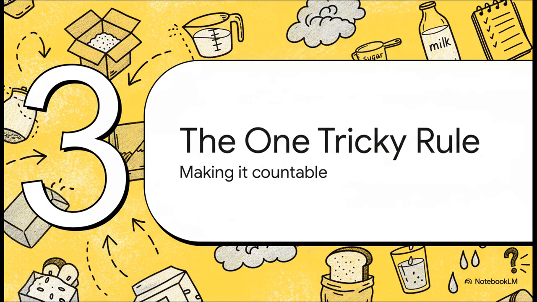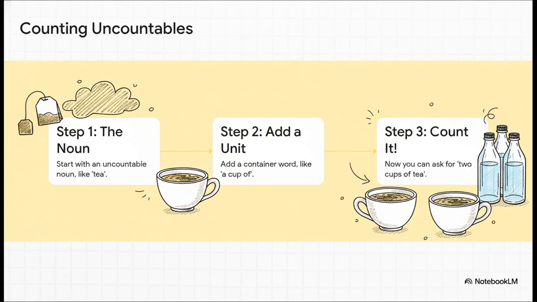But wait a minute. What if you really, really need to count something that seems uncountable? Is it impossible? Not at all. In fact, there's a fantastic little hack for that. Check this out. Here's how it works. You just add a unit of measurement, or a container. You can't count tea itself, but you absolutely can count the cups. So you can ask for 2 cups of tea or 3 bottles of water. You're not counting the liquid, you're counting the thing that holds it. It's a total game changer.